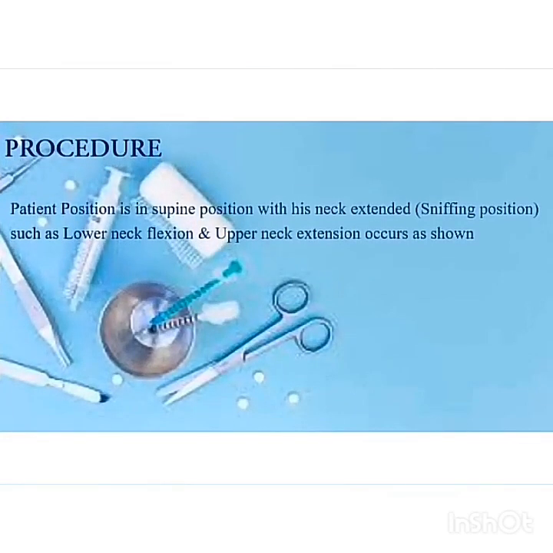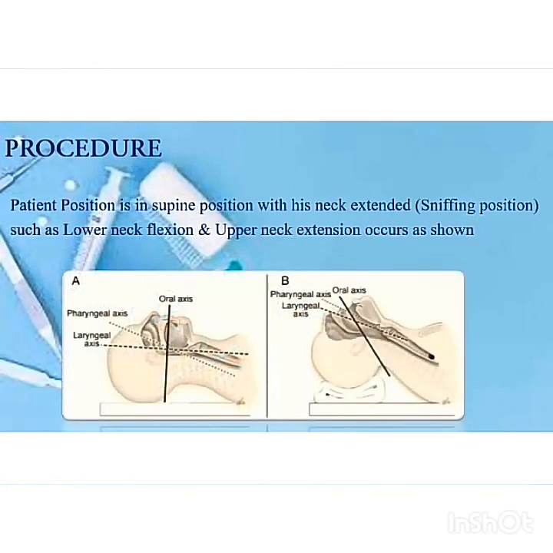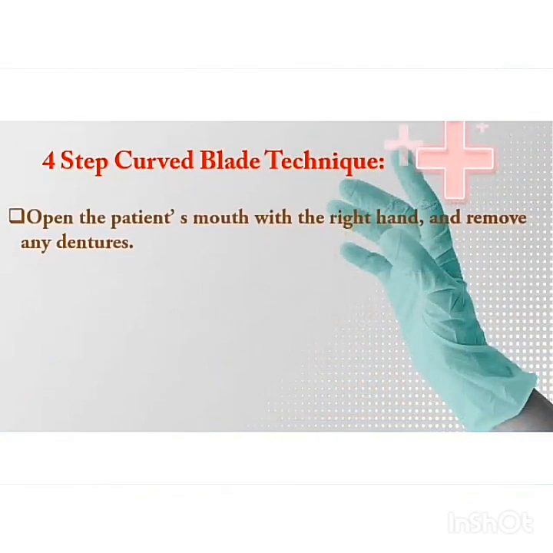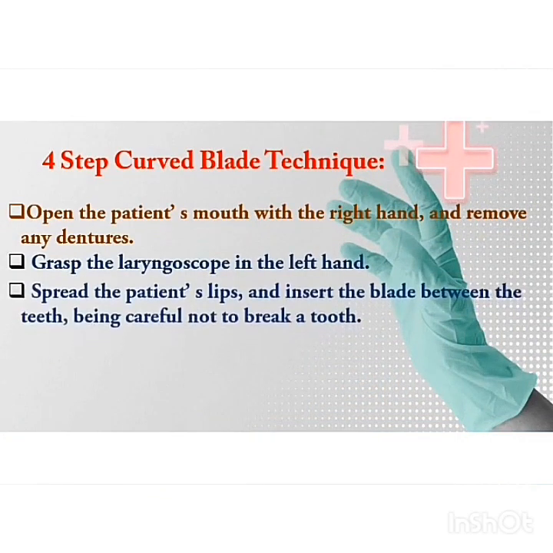Procedure. Proper positioning of the head is important. The patient is taken on the table in supine position with their neck extended using a towel roll, such that lower neck flexion and upper neck extension occurs, as shown in the picture below. This gives the doctor a clear view of the passage during the procedure. After positioning of the head, the following steps are performed.